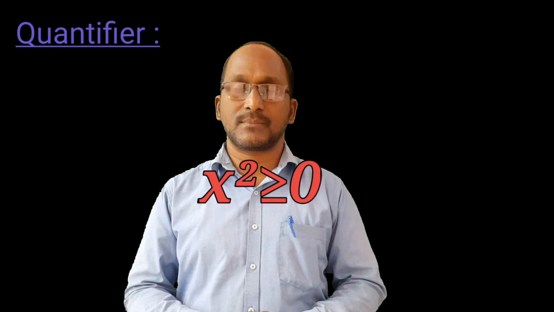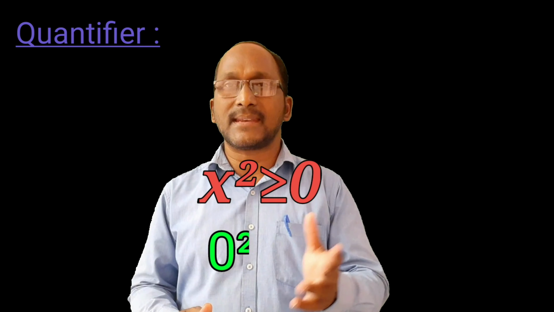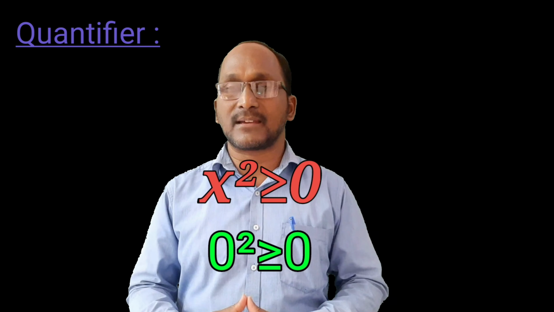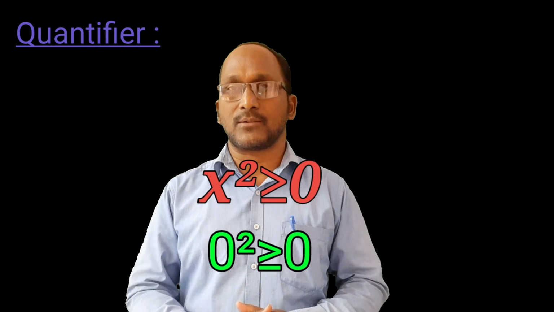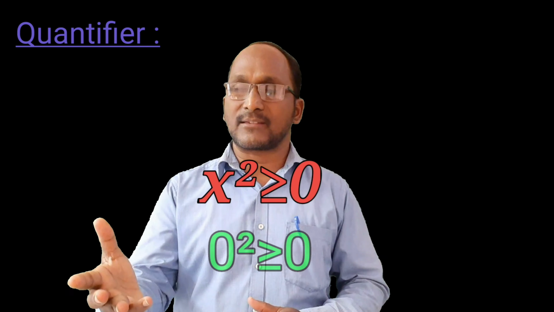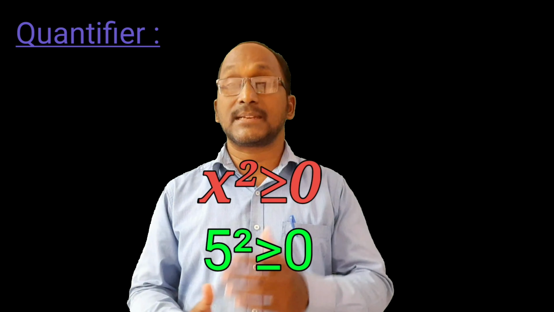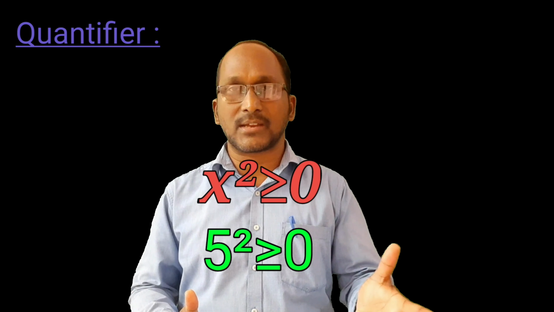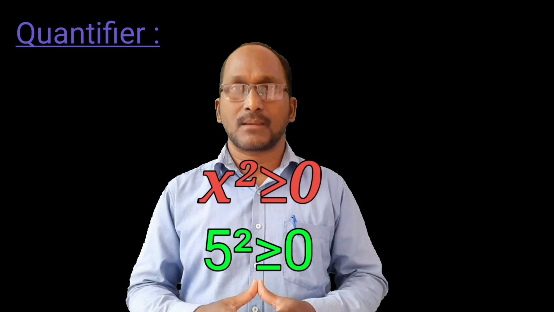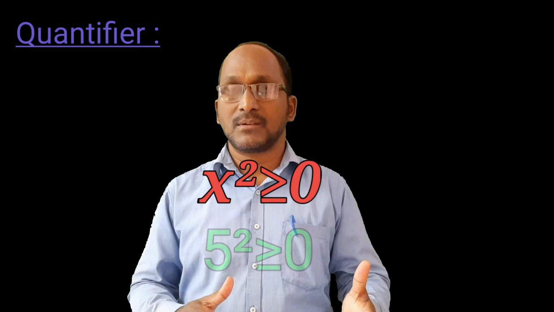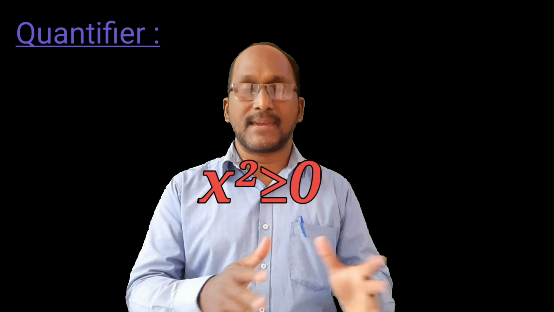Now let us substitute 0 in the place of x. 0 square is greater than or equal to 0, which is true. And now let us substitute a positive value. Let us take x equal to 5. So 5 square is greater than or equal to 0. That is 25 is greater than or equal to 0, which is also true. So this open sentence will also become true for all the positive values of x.